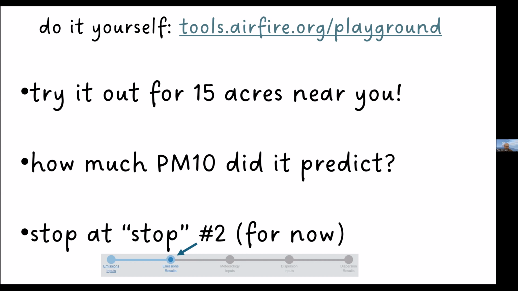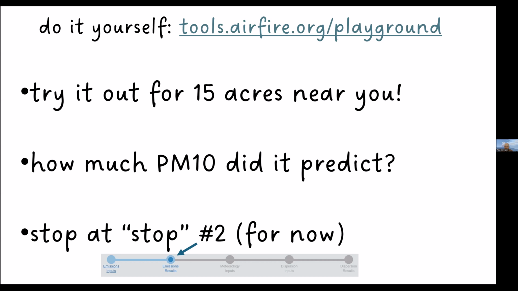All right. Has anybody got an answer? Did you make it to stop two? Does anybody have an output for their PM10 on their simulated prescribed fire near them? Yeah, Andrew. Okay, 0.22. Melanie, 2.9. And did everybody do 15 acres? Cool.